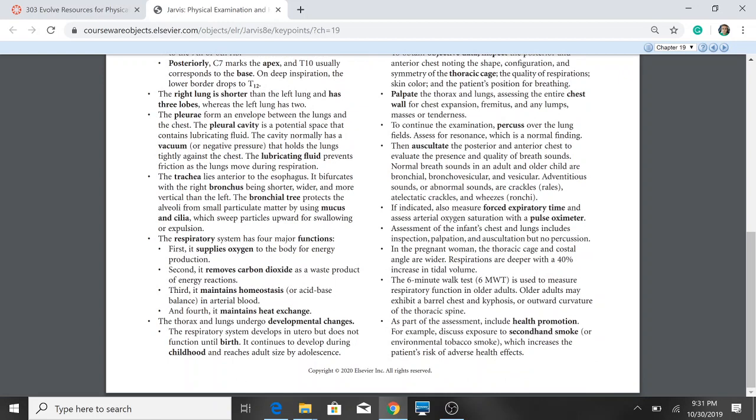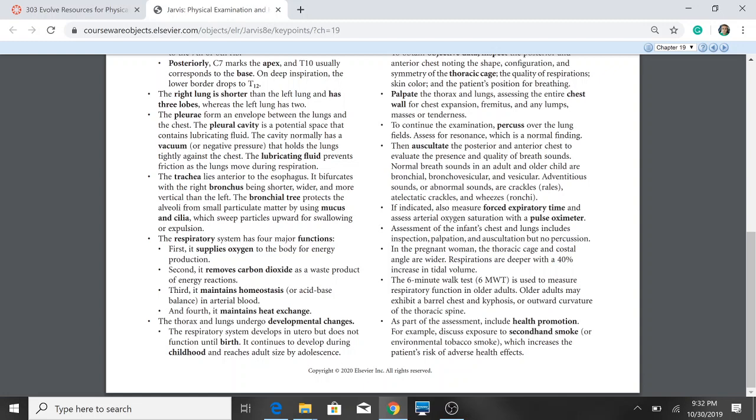Trachea lies anterior to the esophagus. It bifurcates with the right bronchus being shorter, wider, and more vertical than the left. Bronchial tree protects the alveoli from small particulate matter by using mucus and cilia, which sweep particles upward for swallowing and expulsion. The respiratory system has 4 major functions.